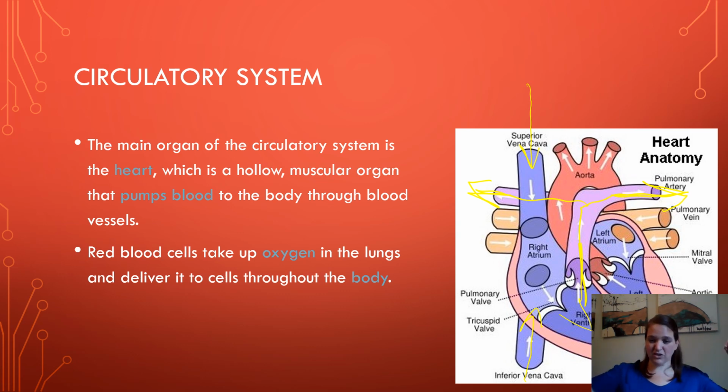It picks up that oxygen and comes back to the heart through the pulmonary veins. And this time we're going into the left side of the heart and out through the aorta. Now we're going to the aorta, which is an artery. That aorta is going to send that blood to the rest of the body, of course, to drop off that oxygen.